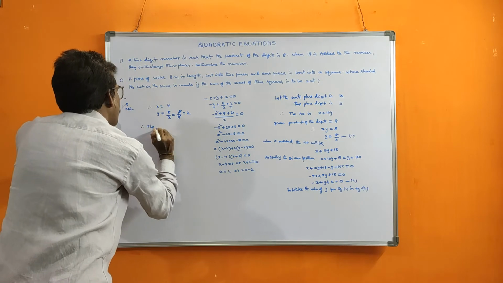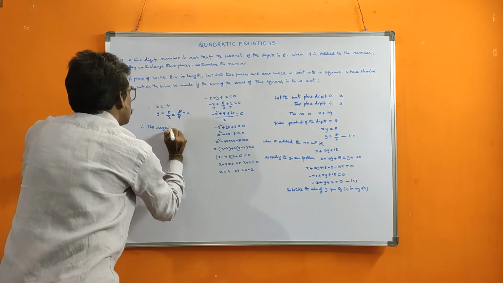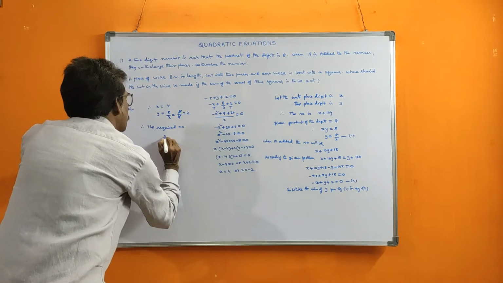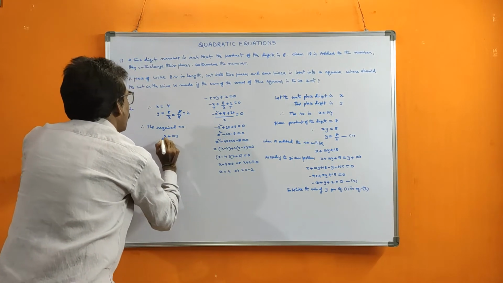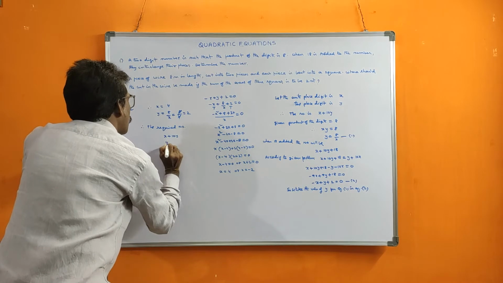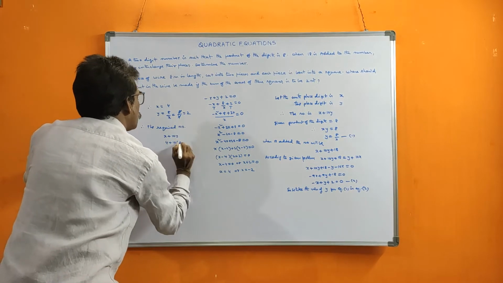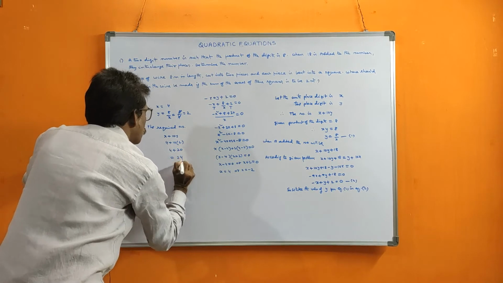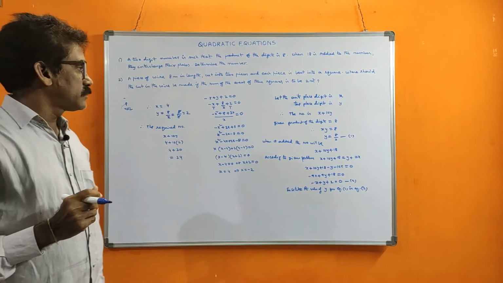Therefore the required number is what? x plus 10y, that is the number. So x is 4 plus 10 into y is 2. 4 plus 10 2s are 20. So 24. The required number is 24.